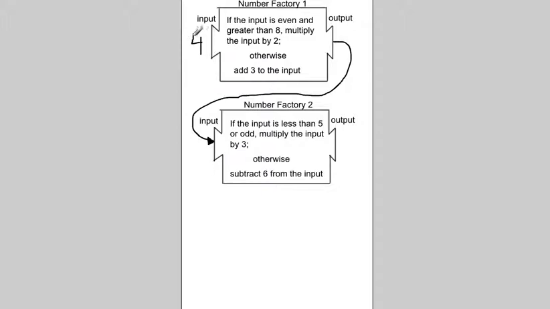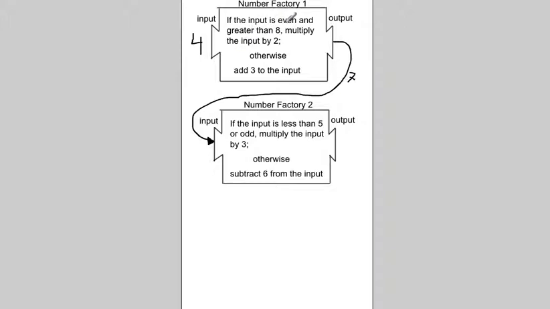So as I look at this, 4, the input is even, but it is not greater than 8, so I'm not going to multiply by 2. Remember, both of these have to be true, so I'm going to add 3 to the input. So the output of number factory 1, what gets carried along this line right here, is the number 7.